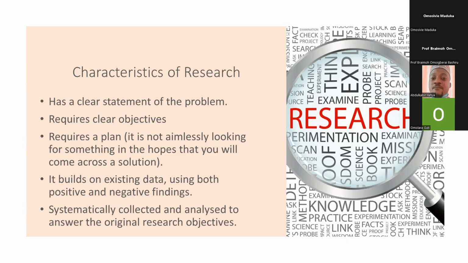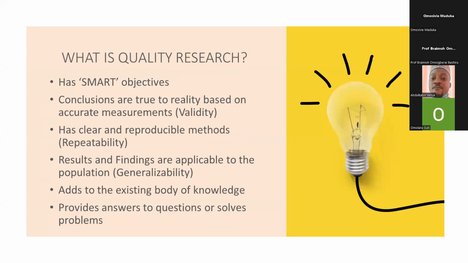Another characteristic of research is that it is systematic, so it requires a plan. It's not aimlessly looking out for something in the hope that you will just stumble on it. No, there is a method and a plan to research. And of course, we stand on the shoulders of the giants who have gone ahead of us. So research always tries to build on existing data and existing research, to further our understanding and knowledge and push the frontiers a little more than where we currently are, while remembering what people have done in the past. And it is amenable to systematic collection of data and analysis to respond to the research objectives.